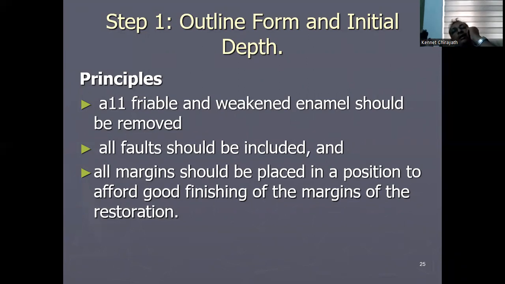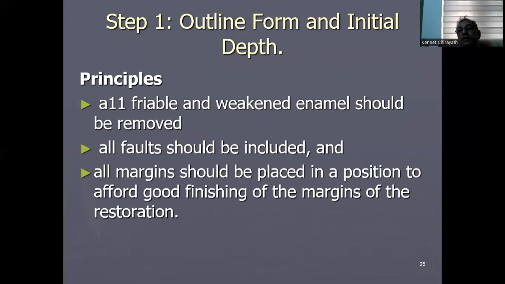Outline form is such that it should include all the defects or all the caries, and all margins should be placed in a position to afford good finishing. So all the margins should be such that you are able to finish them properly. Okay, so these are the basic principles. One is that all the unsupported enamel or weakened tooth structure should be removed, all the defects should be removed, and all the margins should be positioned in such a way that you can visualize properly, do the proper finishing and proper restoration.